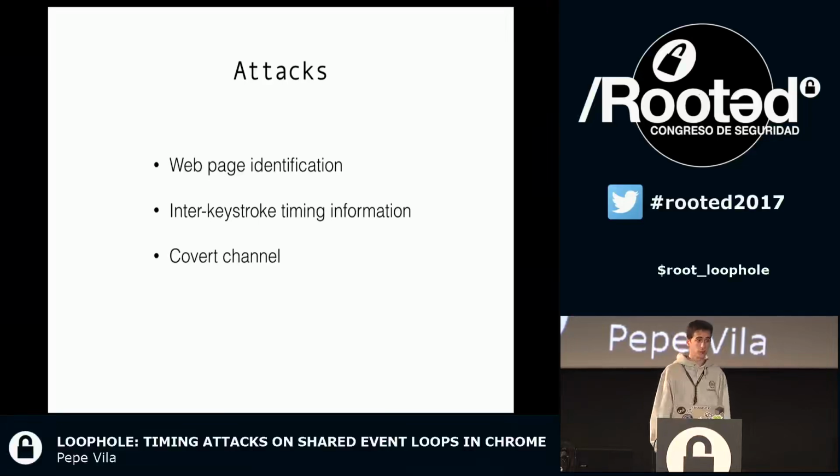And now I'll show you the 3 proofs of concept that I've put together. Very simple. The first one is basically web page identification through these traces. I measured the event loop as a website opens in a new tab, and then based on a trace, I try to determine what website that was.